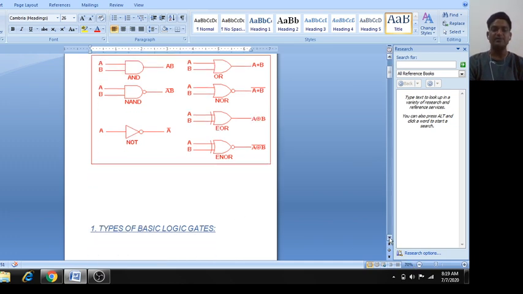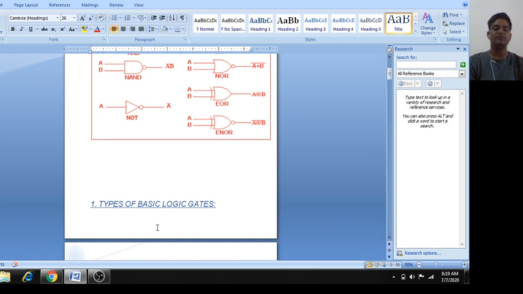Now first of all, basic gates. What is the significance of basic gates? Why are basic gates called basic gates? Because with the help of a combination of basic gates, we can implement any Boolean function or any digital circuitry. So basic gates are called basic gates. There are three basic gates: AND, OR, and NOT.